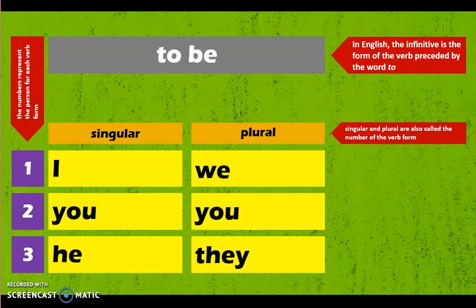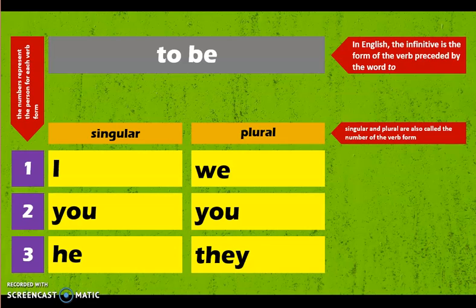And so here we go. Remember, first person is the person that is me. So when I talk about myself in the singular, I use the pronoun I. When I talk about myself in a group or plural, I use the pronoun we. Second person is the person you are talking to. So if I'm talking to one person, I use the pronoun you.